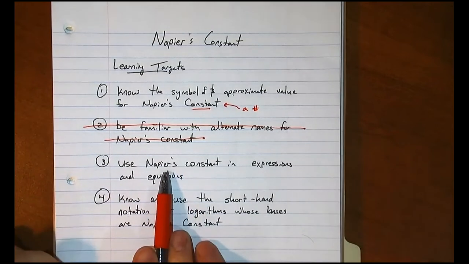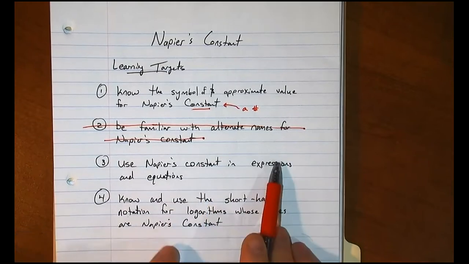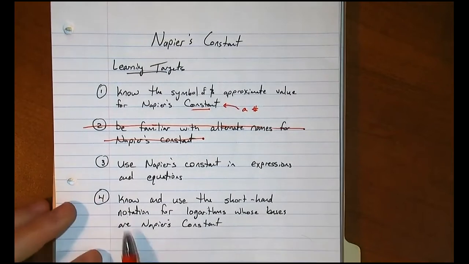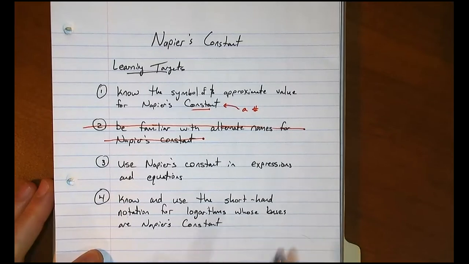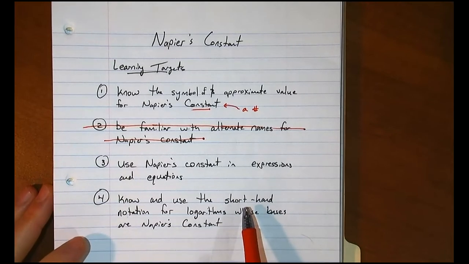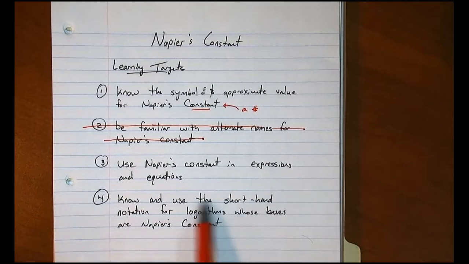Now, using Napier's constant, again, this is just a number. So use this particular number as we simplify expressions or solve equations. That's definitely something we'll need to do. And then this is the one piece that connects back to logarithms. Remember, I mentioned in a previous video that there were two shorthand notations associated with logarithms. One of them we learned in the last video, that was for the common logarithm. The other one deals with Napier's constant. So once we know what Napier's constant is here in just a minute, we'll be able to learn that second shorthand notation for logarithms.